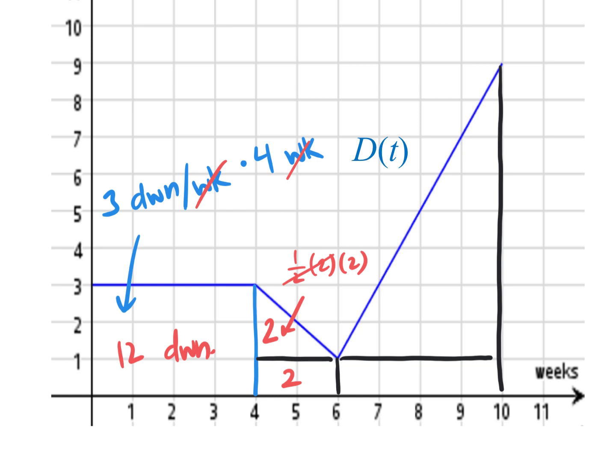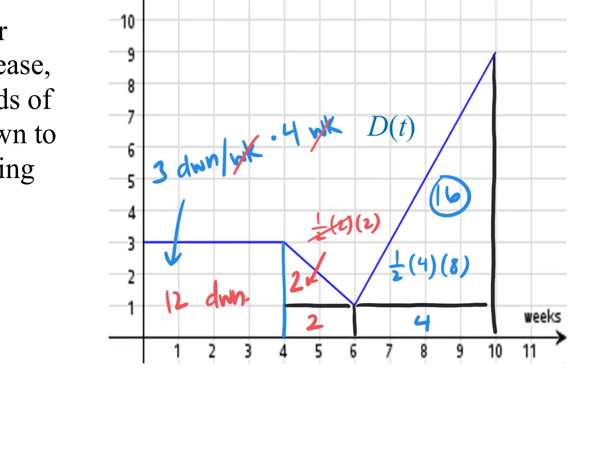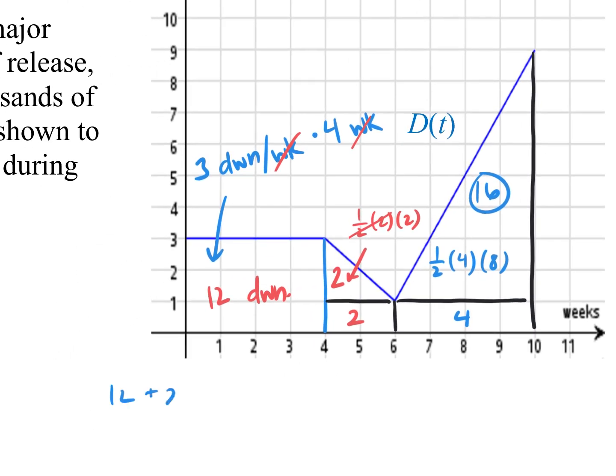The rectangle to the right is going to be 4 times 1, so that's 4. And then my big triangle here is 1/2 my base, which is 4, times my height, which is 8. So that gives me 16. Now if I want to find out in total how many downloads there are, I can just add all those things together: 12 plus 2 plus 2 plus 4 plus 16. That gives me 36 downloads in 10 weeks.